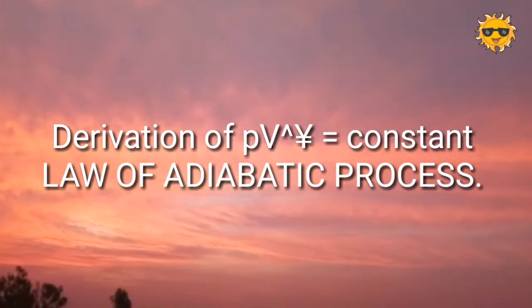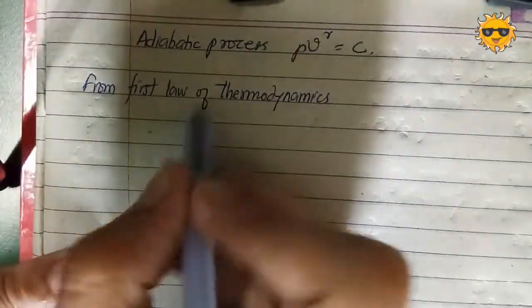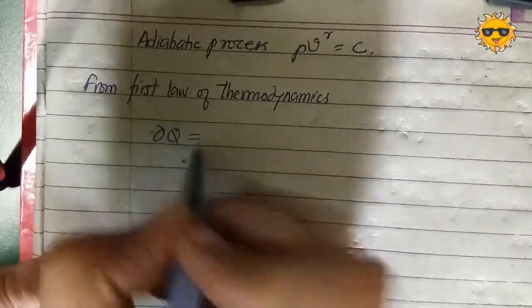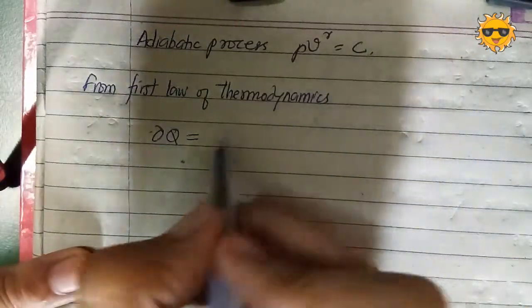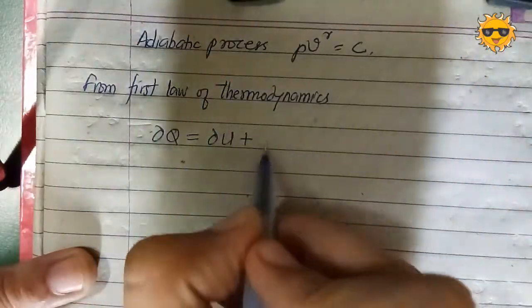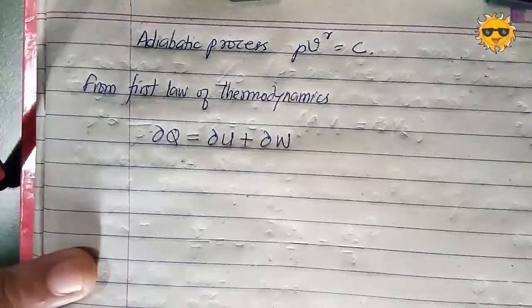Today we are going to learn about the law of adiabatic process. The law of adiabatic process is P times V raised to gamma is equal to C. So to derive this one, let us consider firstly the first law of thermodynamics. Delta Q is equal to delta U plus del W.